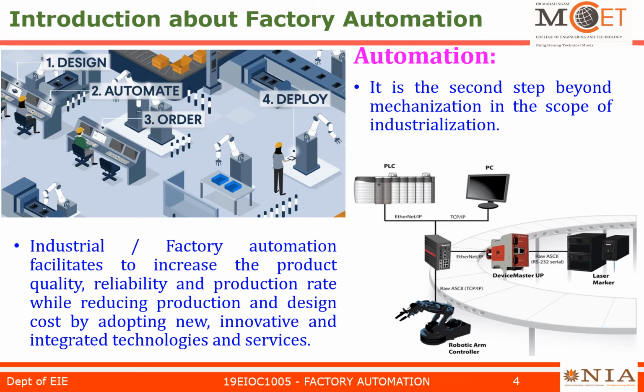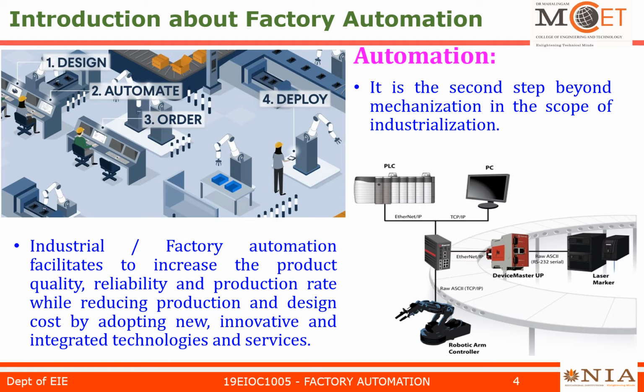When we look into factory automation, there are four steps. One is design, second is automate, third is order, and the final is deploy. Design is what they call a MAP, manufacturing automation platform. Through that, the entire thing will be designed. Next, automate: what is required will be taken into account. The third is order, which gives the command, and finally it is deployed to perform the task. So it is the second step beyond machinization in the scope of industrialization.